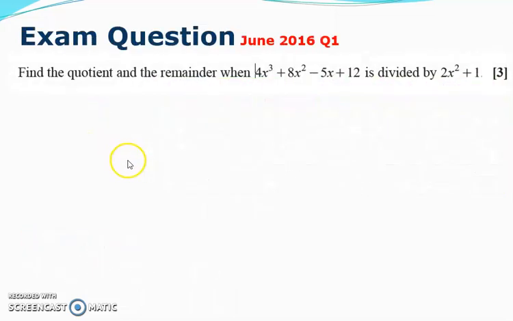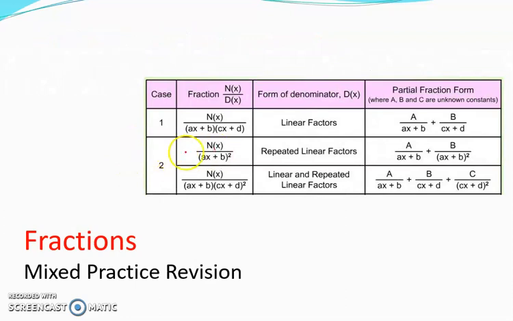So just before I go, a reminder that there are two types really that we're looking at. The basic ones where you just have ax plus b, cx plus d on the bottom. So two different factors, and they're both linear factors, and that's the critical thing here. And you just put A over one plus B over the other. The one that I want you to look out for is either version of this one. It doesn't really matter which one you look at.